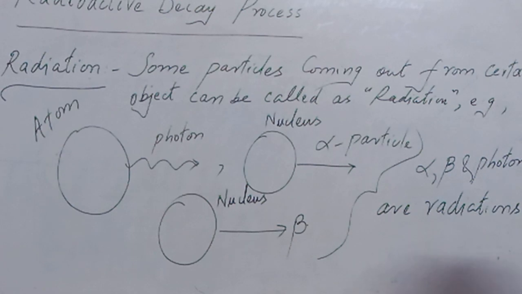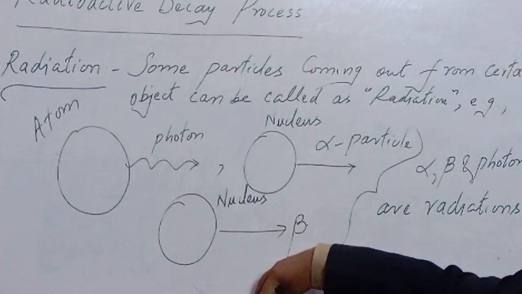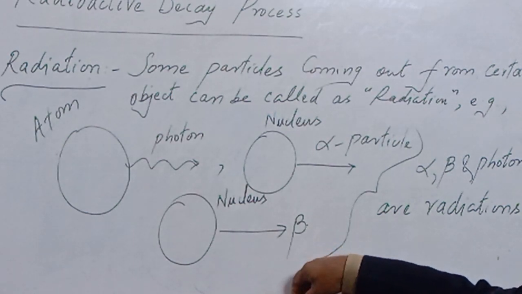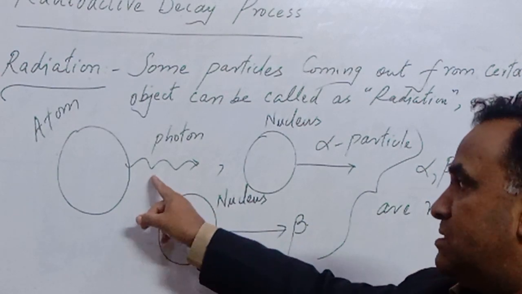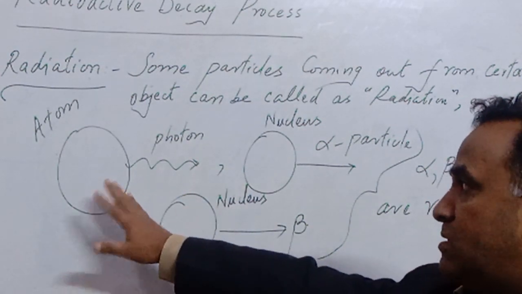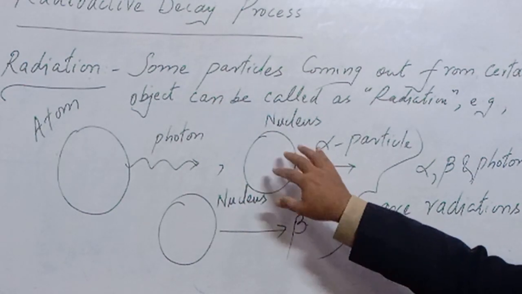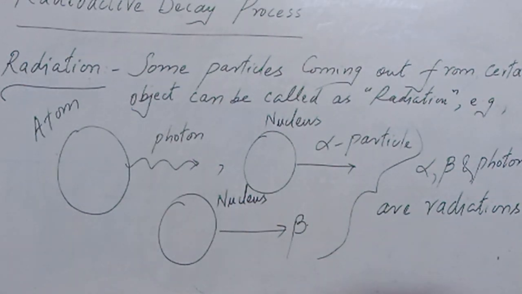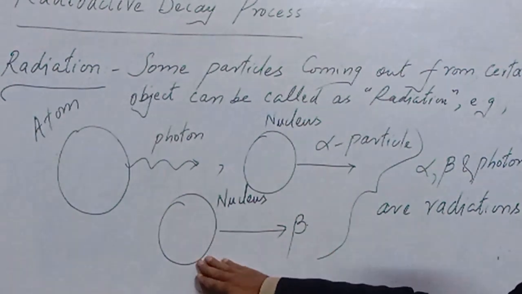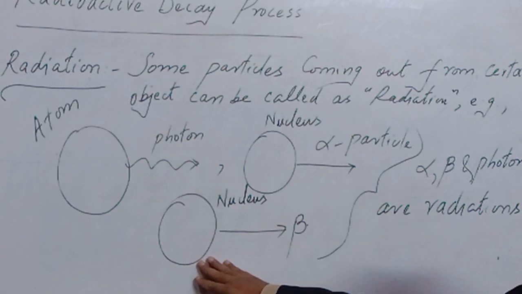Okay, now when certain radiation comes out, what happens to the original object? If the photon is coming out from this atom, what will happen to the atom after emitting this photon? When the alpha particle is coming out from the nucleus, what will happen to the nucleus after emission of the alpha particle? And what will happen to the nucleus after emitting a beta particle, might be beta positive, might be beta negative? So every type of radiation given out by a certain object will have certain effects upon the object which is giving out that type of radiation.